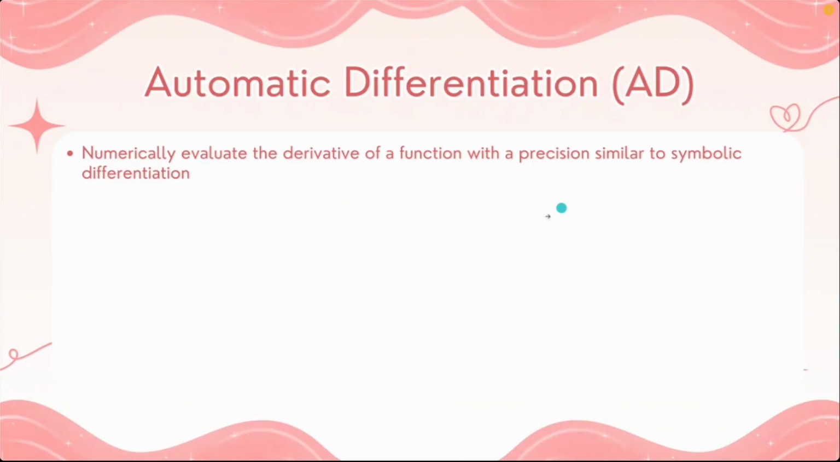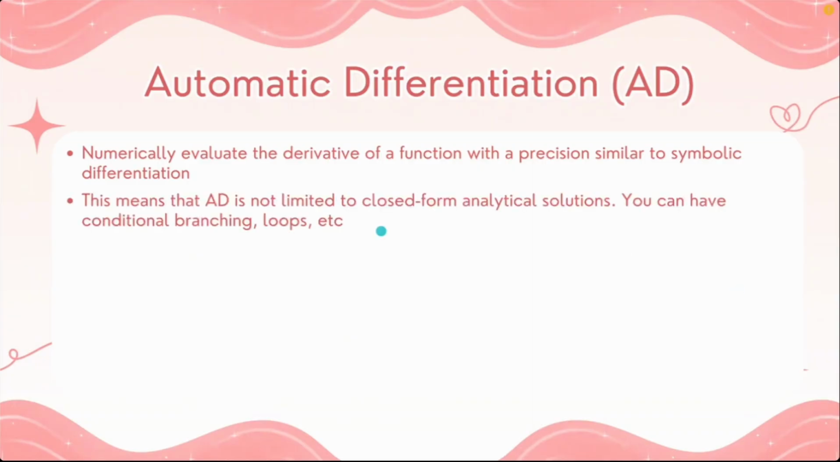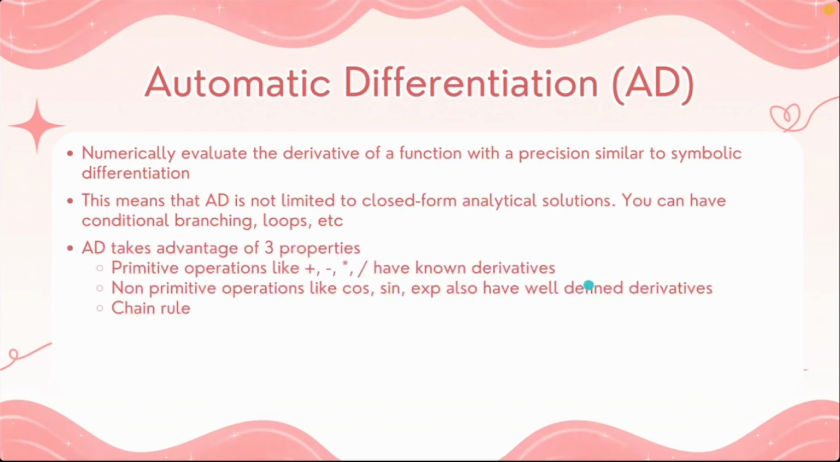the symbolic differentiation. This means you are not limited to closed form analytical solutions as you saw in symbolic, because we are not dealing with the equation or the function. You are actually calculating it numerically. So we'll keep calling it AD, because automatic differentiation is a big word to say again and again. This takes advantage of 3 properties.